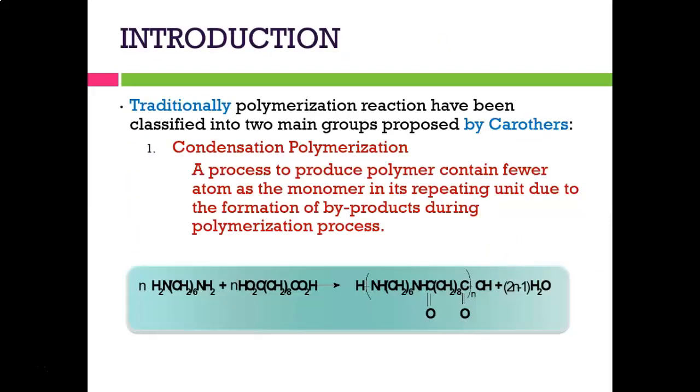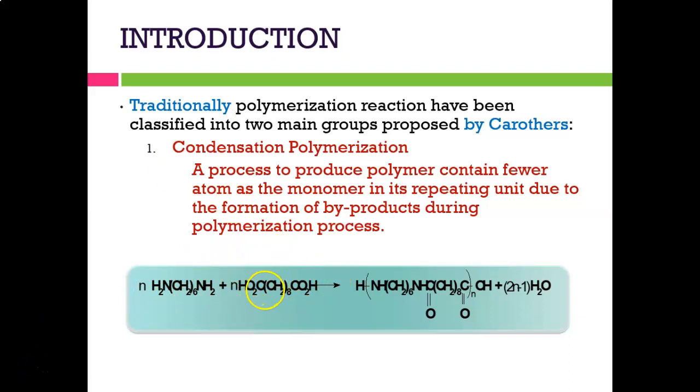Okay, now we look at the first slide. Traditionally, polymerization reactions have been classified into two main groups proposed by Carothers, which are condensation polymerization and addition polymerization. If we look at the structure below, it is the preparation of nylon 6,6, involving the reaction of hexamethylene diamine and adipoyl chloride. So hexamethylene diamine has NH2 at both ends of the structure, and we have adipoyl chloride.